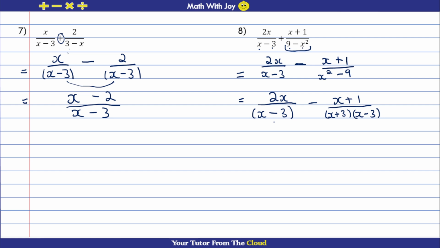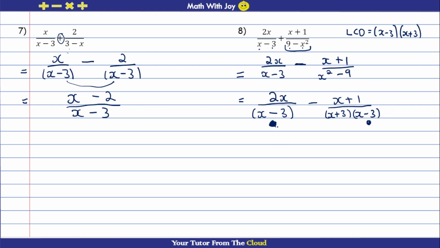Now you'll say, well, we understand that this bracket and that bracket, they are in common. So when you write your LCD, you're going to say LCD is equal to x minus 3, which is in common, and whatever is left, which is x plus 3. So x plus 3 is left out there. Right, so that's how we find our LCD.